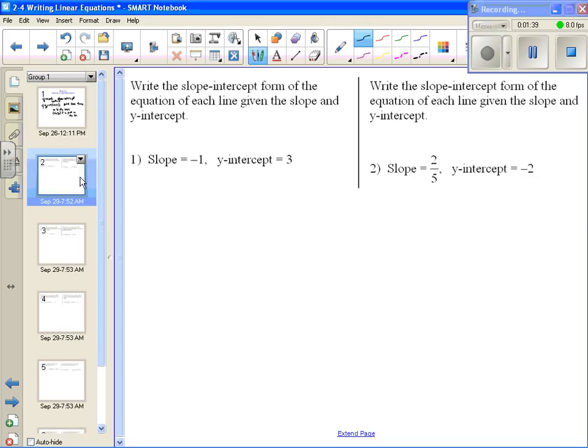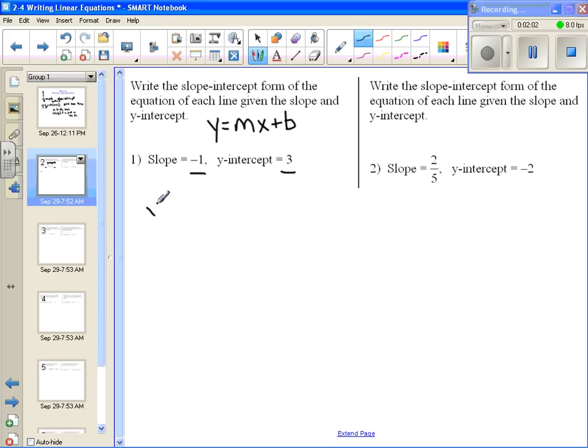So for our first example, we're going to write the slope-intercept form of the equation of each line given the slope and the y-intercept. So we're trying to put it into this form, y equals mx plus b. Remember, m is the slope, b is the y-intercept. Well, notice right here, you've got the pieces of the equation right here.